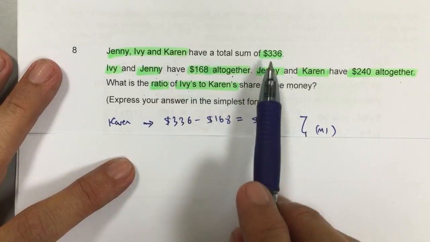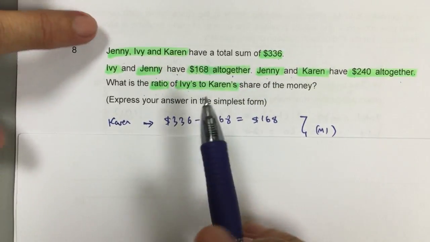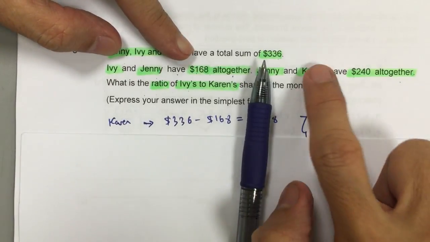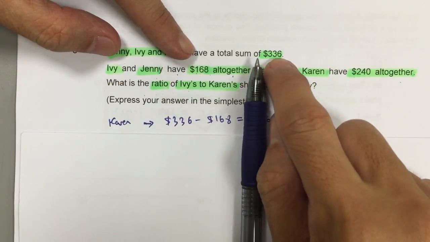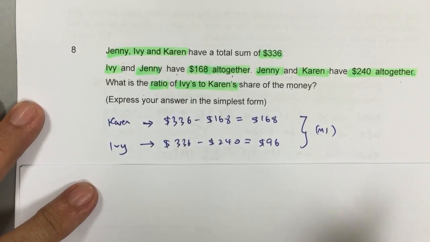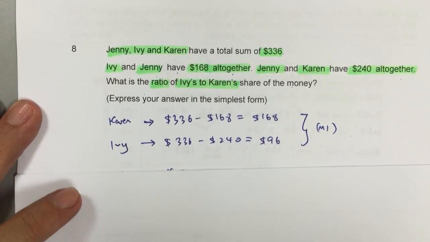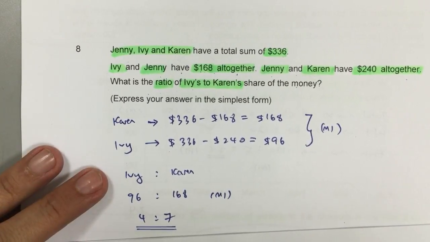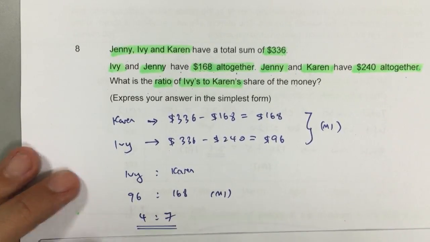Likewise here, if I take 336 subtract 240, who do I minus away? Jenny I minus away, Karen I minus away. I'm left with Ivy. So Ivy's share of money is given by 336 subtract 240, $96. Then I can find my ratio, 96 to 168. I use my calculator. Alright, you press, and you will have 4:7 as your answer.